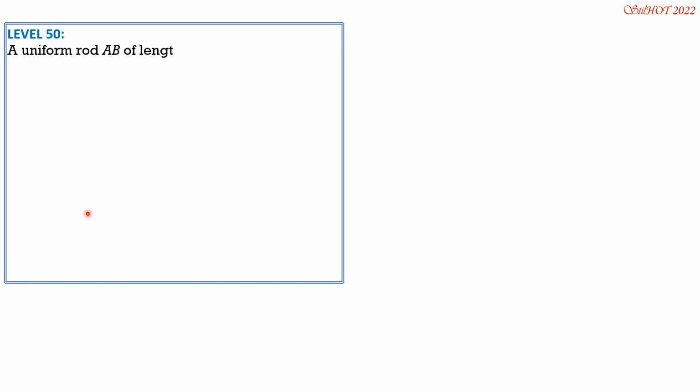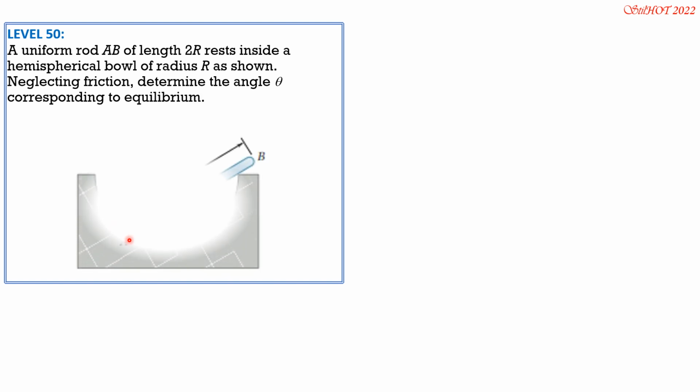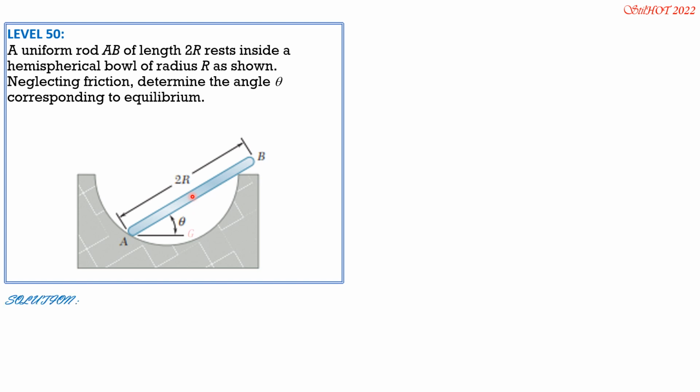A uniform rod AB of length 2r rests inside a hemispherical bowl of radius r as shown. Neglecting friction, determine the angle theta corresponding to equilibrium. So here is the given figure. So first, let's apply the weight, which is acting at the center of gravity, G. Then the distance from A to G is r, G to B is also r. Then we have here the diameter, which is 2r.